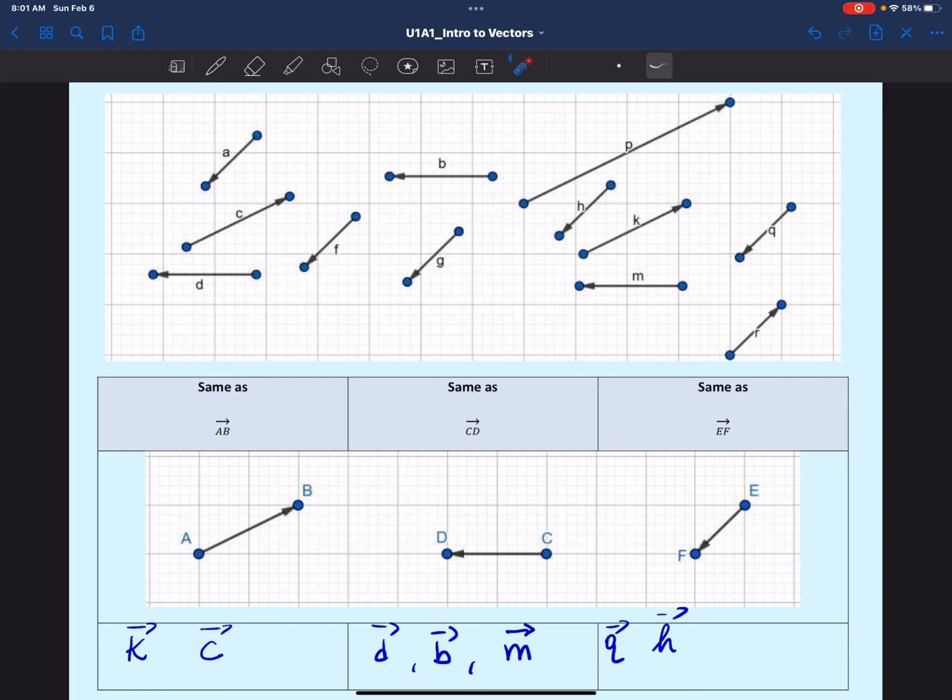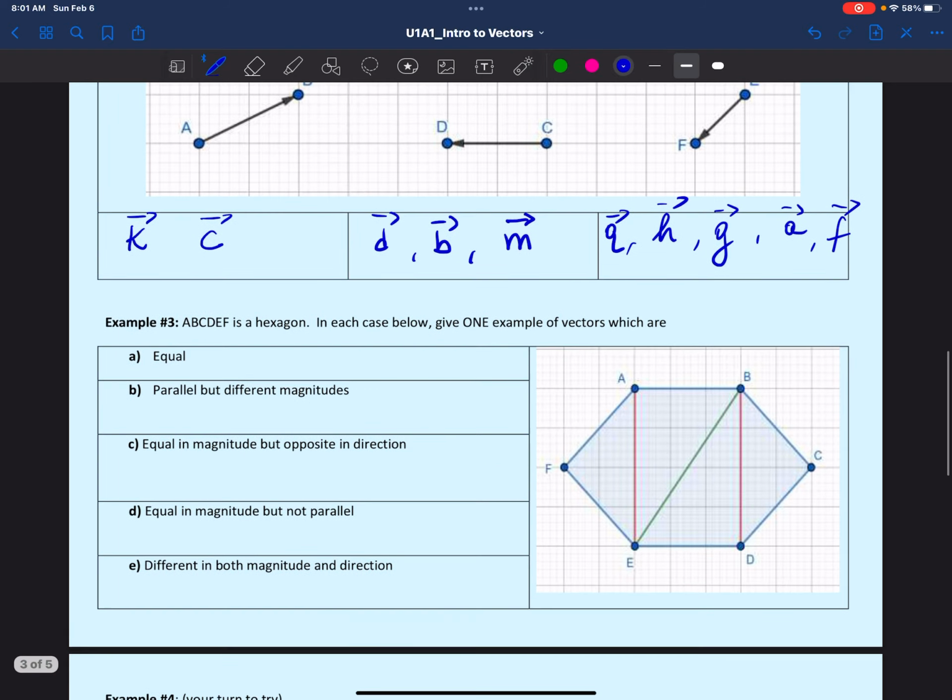And then we have vector G, vector A. Again, just to double check, we have vectors A, G, H, and Q. So we need to add one more, vector F. And voila, so these are the equal vectors.